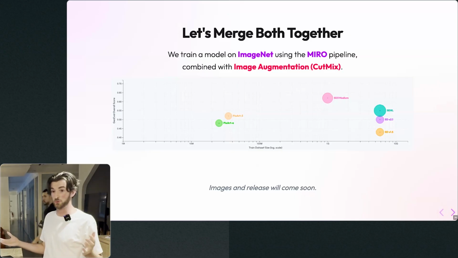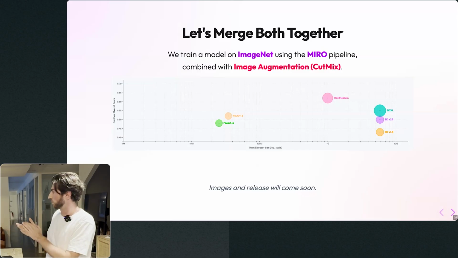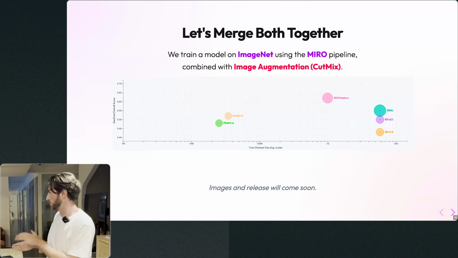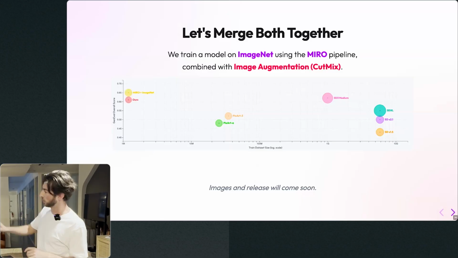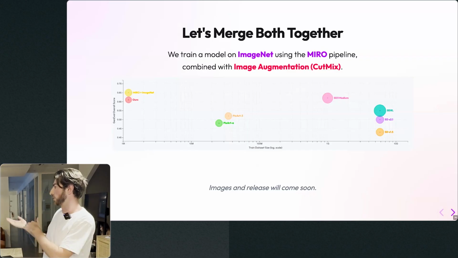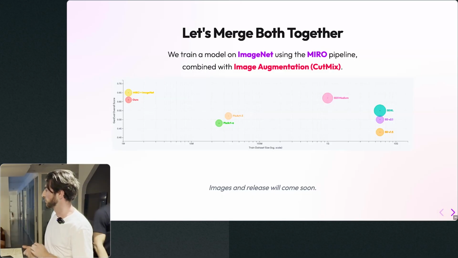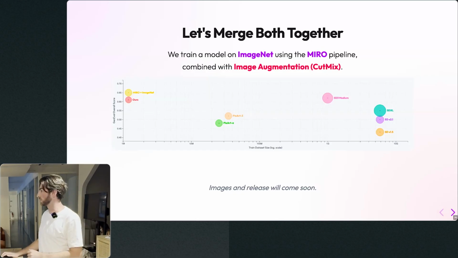What if we merge both together? We tried to train a model on ImageNet only. Just to be clear, the MIRO model was trained on more data. It was trained on CC, on 20 million images, so it was a bigger model. But we tried to merge both. We score all the ImageNet images, and we are able to increase the performance a bit. And now we are ahead of Stable Diffusion 3, the last Stable Diffusion model, and it's not on that plot, but we are two points below Flux with only 1 million images, which was pretty nice.